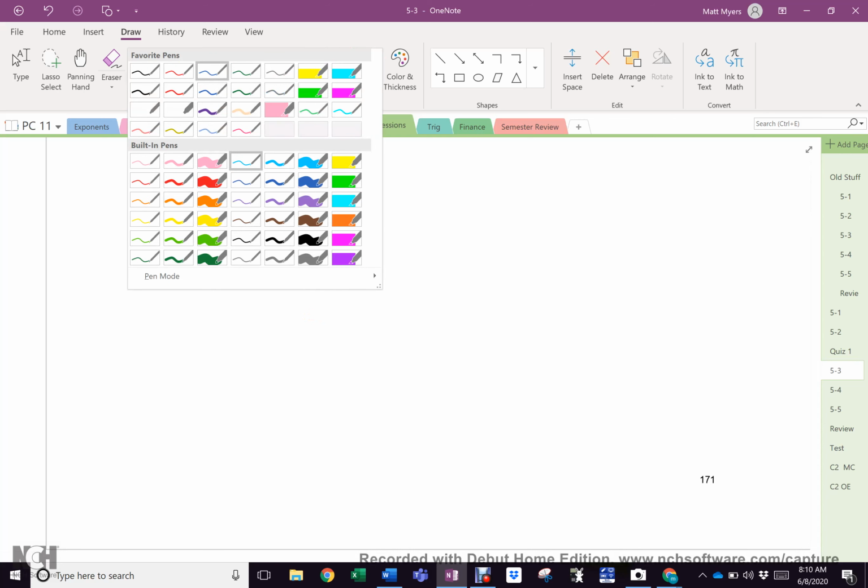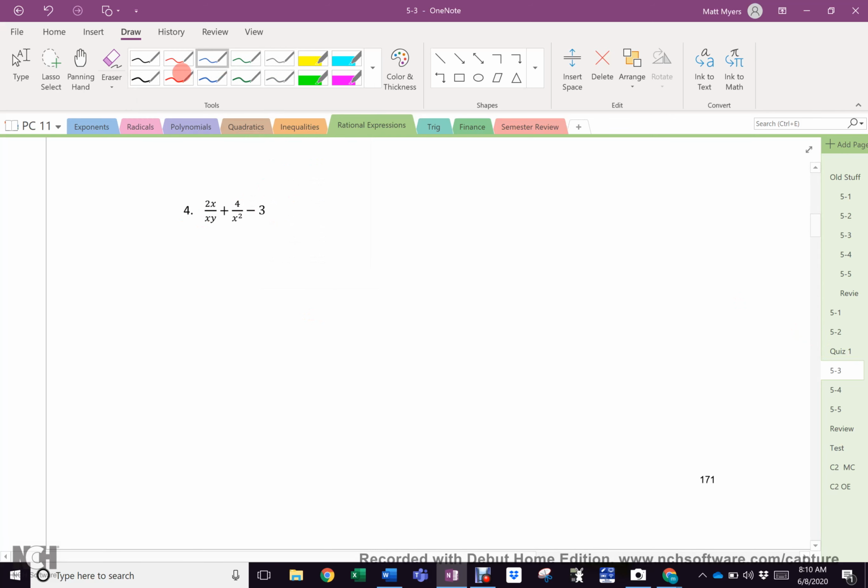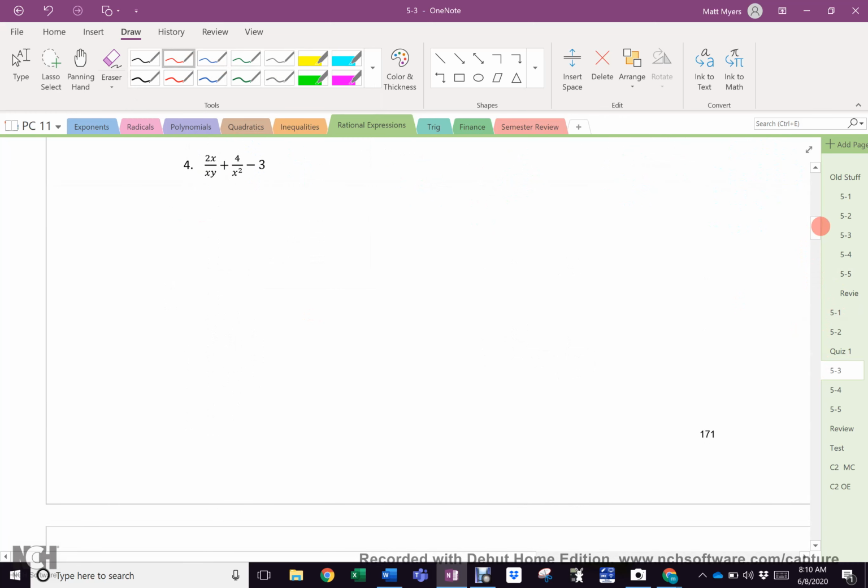Alright, here we go. Step 1. There's no factoring, right? So no factoring, and so we get our common denominator. Now you'll notice here we don't have a common denominator. What is 3's denominator? It's 1. We got to remember that. So this is really 2x over xy plus 4 over x squared minus 3 over 1. So that's our first step.